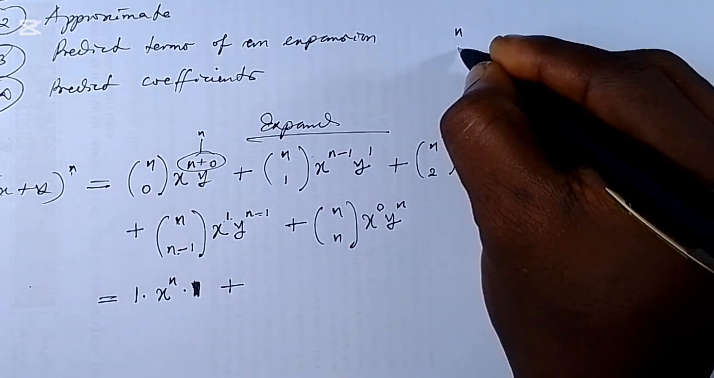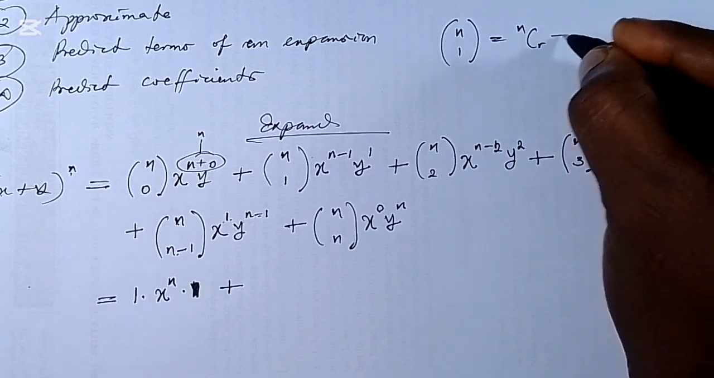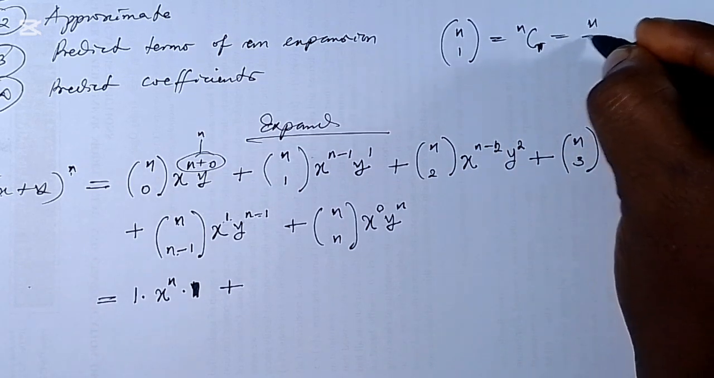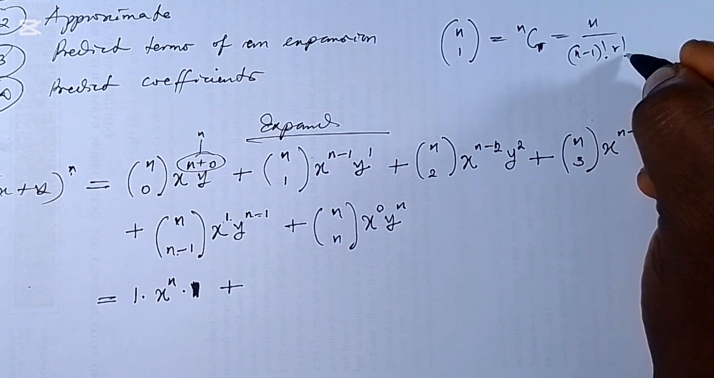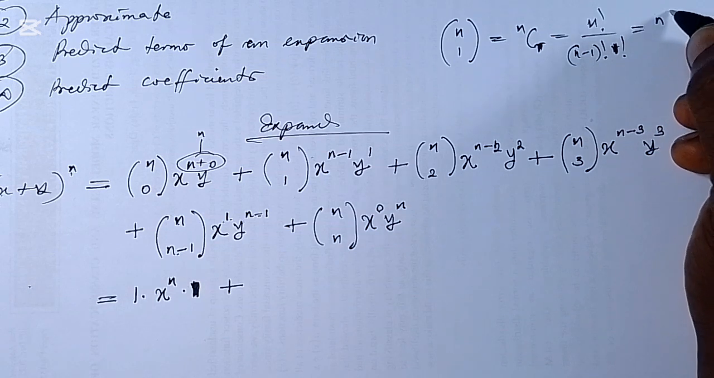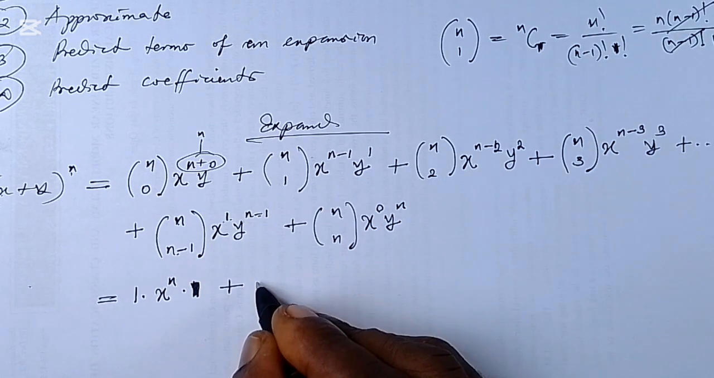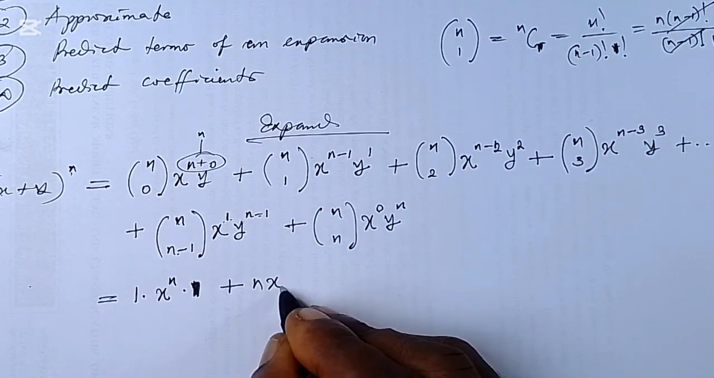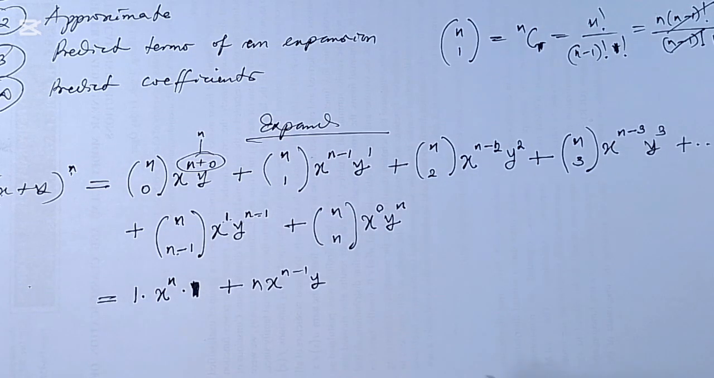So let's see, just to confirm, n combination 1, which can be written as this, is n factorial all over n minus 1 factorial and 1 factorial in this case. And this will give you n times n minus 1 factorial all over n minus 1 factorial times 1 factorial, which is 1. So this will cancel to give you n. So this will give you n times x raised to the power n minus 1 times y raised to the power 1, which is y.